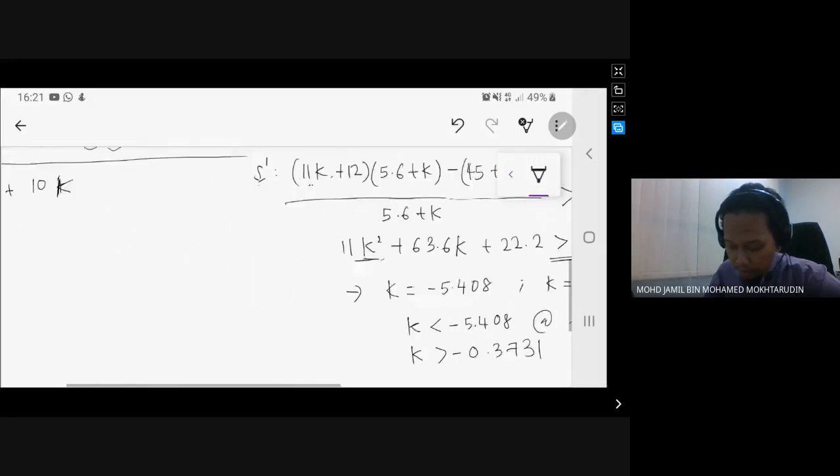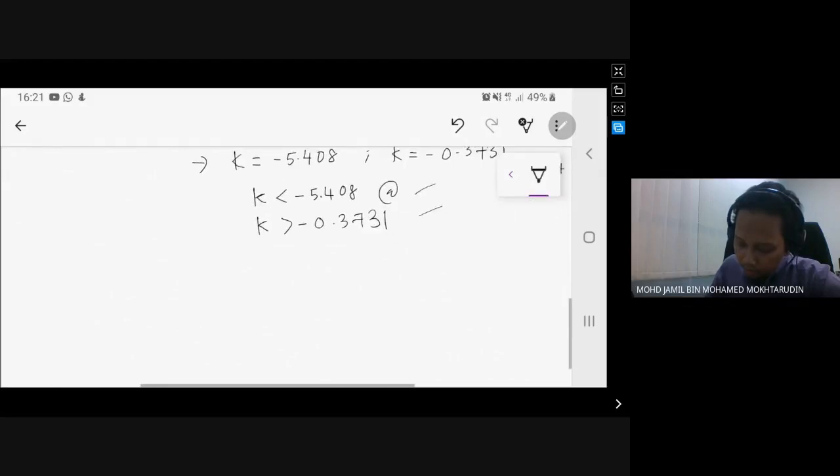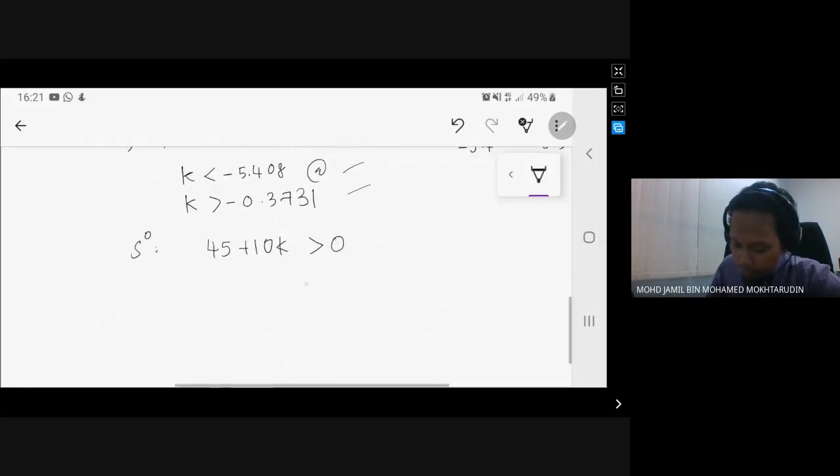And then lastly, you look for the last row here. This must also be positive. So you can write s naught, 45 plus 10K is also bigger than 0, and K must be less than 4.5, minus 4.5.